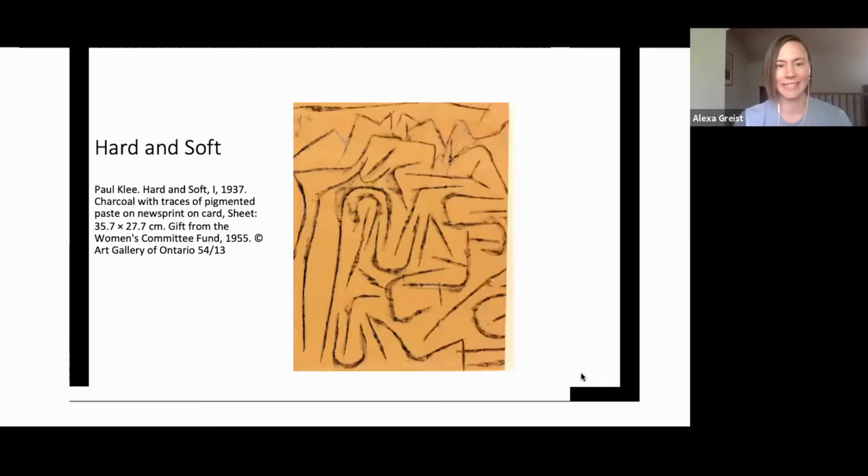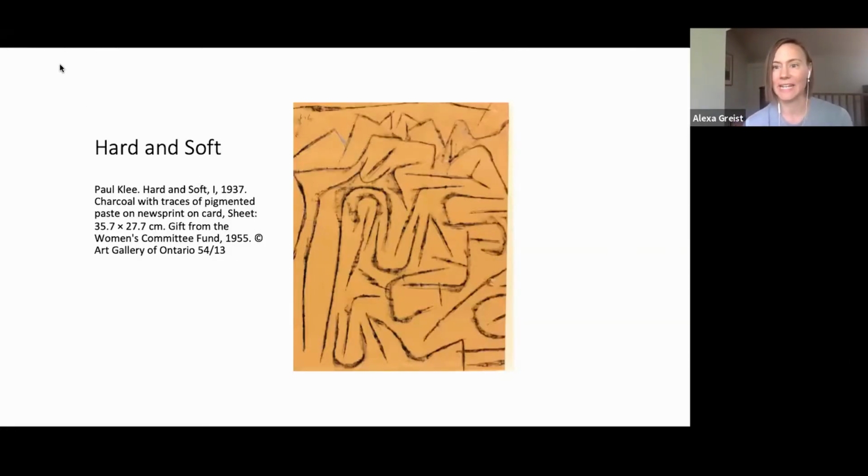Alexa, you brought a work from our collection to speak to. Yes, let me share my screen. And there we go. Today, when Paola and I were talking about this, I thought that showing a drawing that had some freeness to its forms would be an interesting work for us to talk about, and I chose this work by Paul Klee, which is called Hard and Soft. It's actually titled Hard and Soft in German. It's Hard and Soft 1. And this is a drawing, as you see the information here, from 1937.